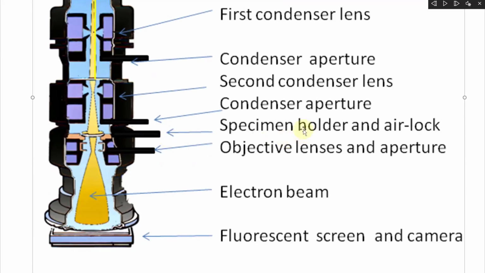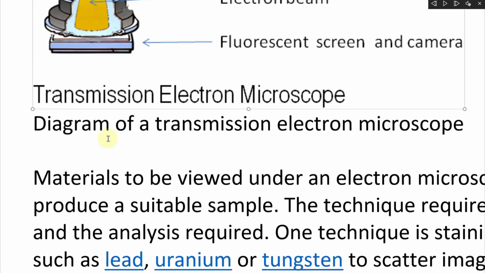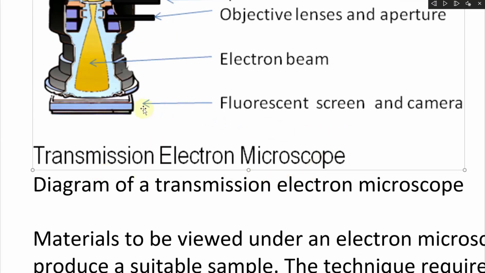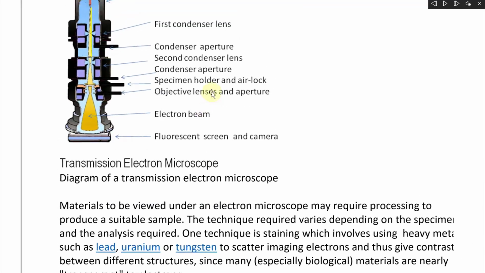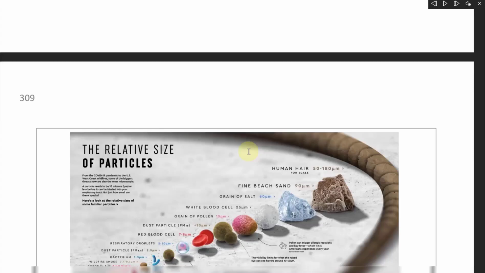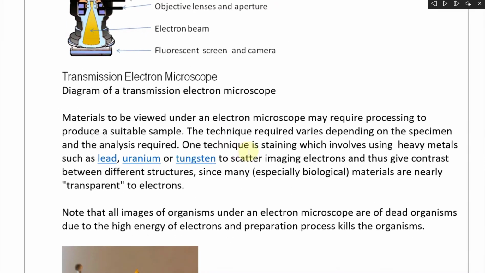The next setup is a specimen holder and airlock. And then you have the objective lens and aperture. And then you have the electron beam all the way here. So electrons go from the electron gun, and now you have a giant electron beam over here. And then you have a fluorescent screen and camera, and you can detect different contrasts of colors and so on. And then you can use a computer algorithm to parse that out and say which object is which, etc.